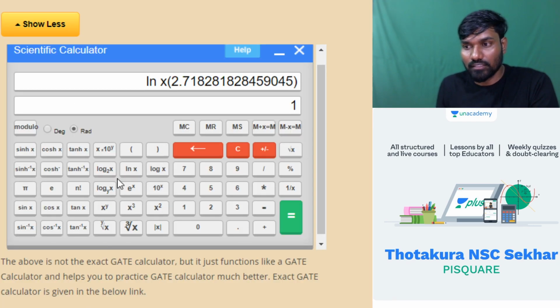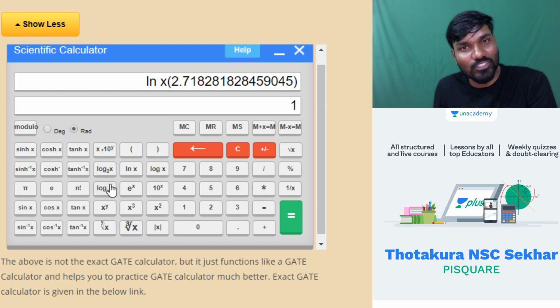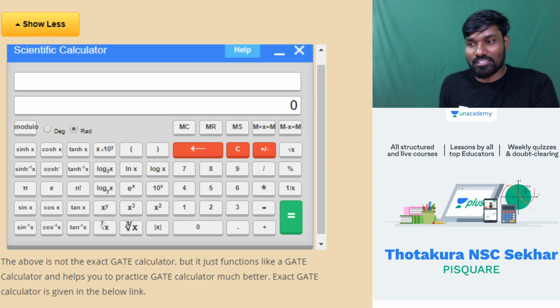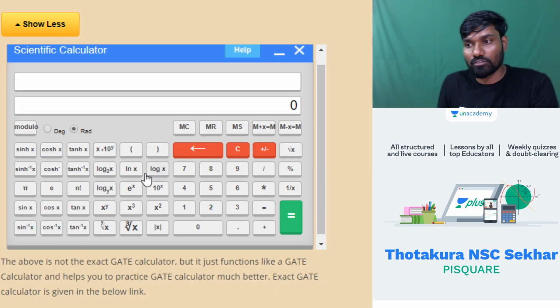Log base 2 of 5. Look at this, we have base 2 here also. In our regular calculator it is not there, but in this calculator log base 2 is there. Log base 10 is there, log base e is there, log base 2 is there, and any other base also. It is more advanced than a regular calculator. Anyways, x first, so 5. Hit this, that's the answer.